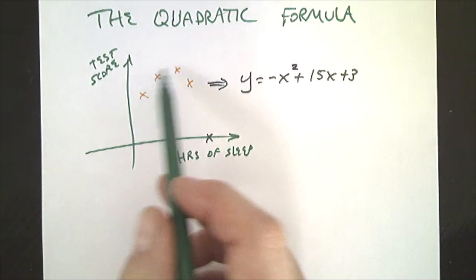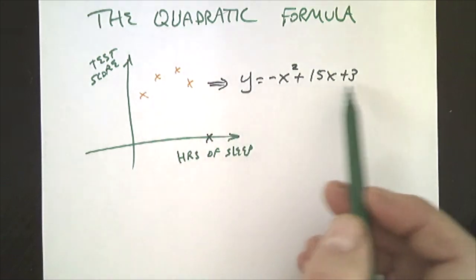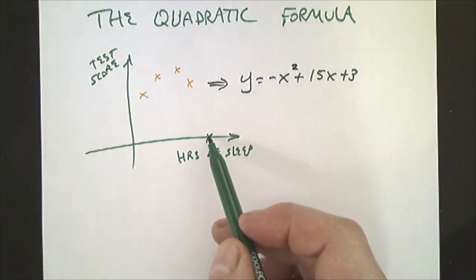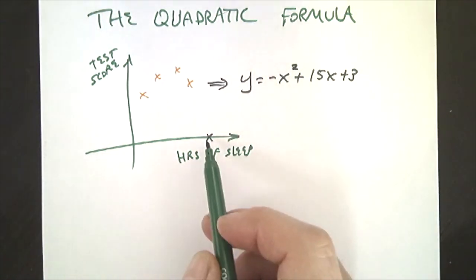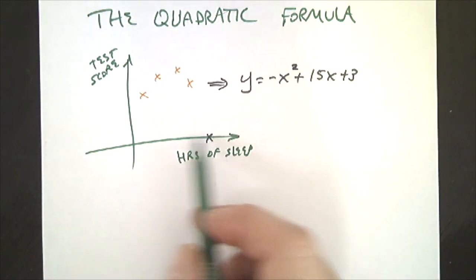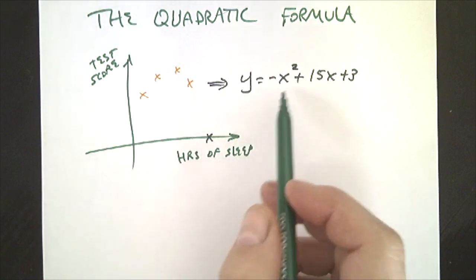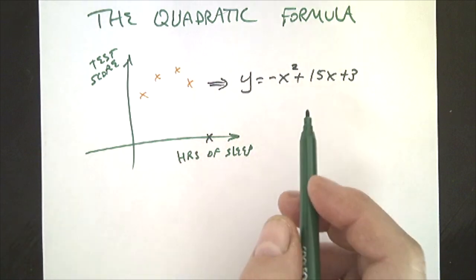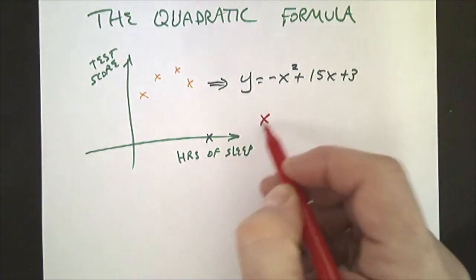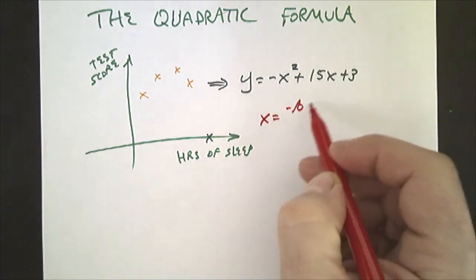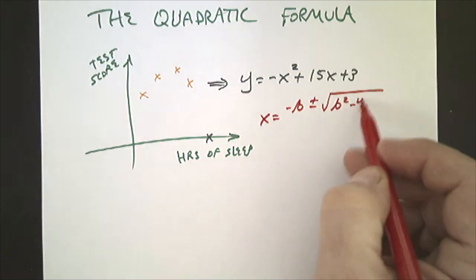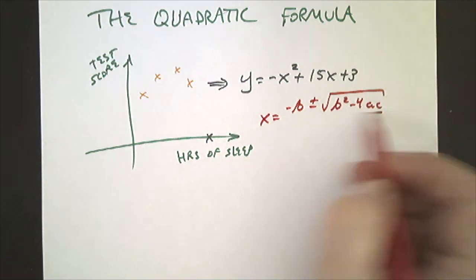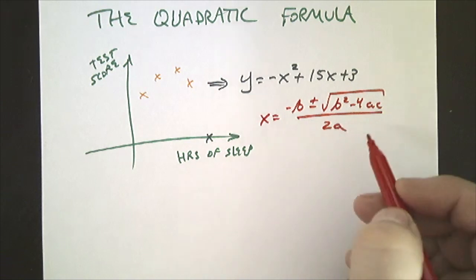So we put this data in and we found this equation, but it did not give us this root. So from the quadratic formula, we can find the root, the zero of the function, when y is equal to 0 from any equation. The quadratic formula is x is equal to negative b plus and minus the square root of b squared minus 4ac all over 2a.